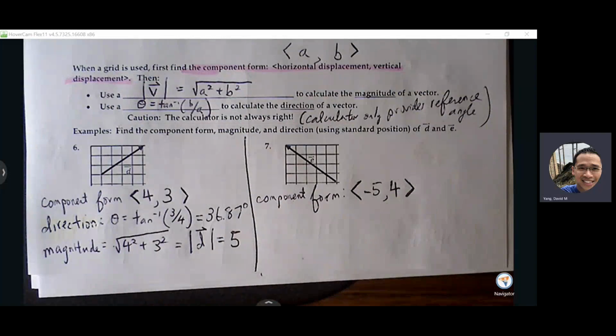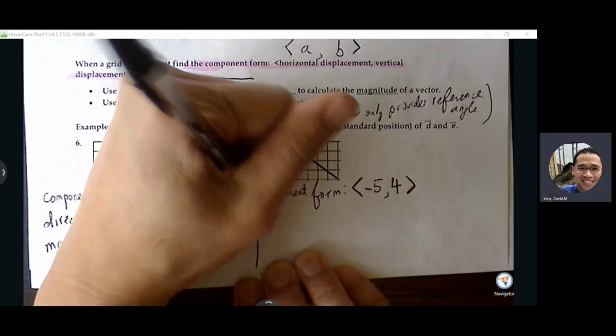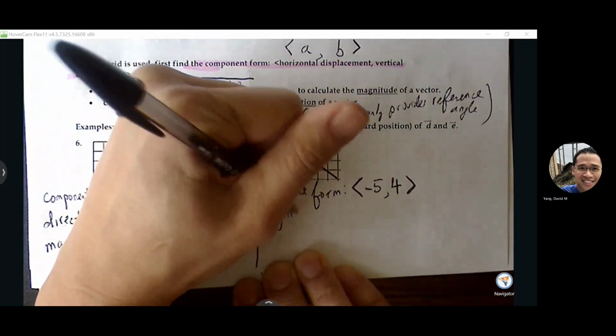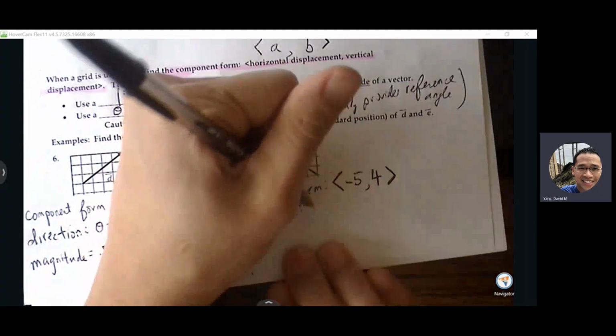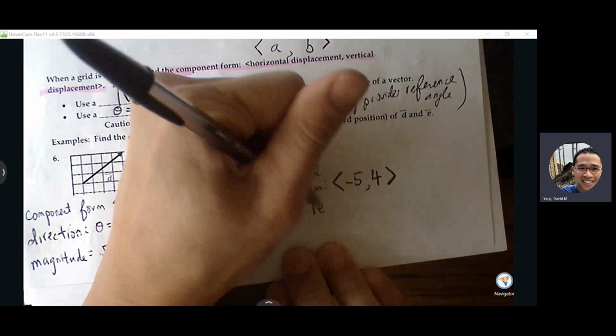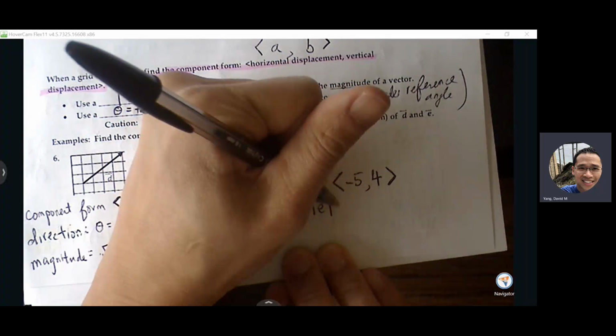And so the sign is important, right? Left is negative, down is negative, right is positive, up is positive. The first number is always left and right movement. The second number is always up and down movement. Okay, magnitude. Let's practice the notation for magnitude. We're going to do the vertical bars.